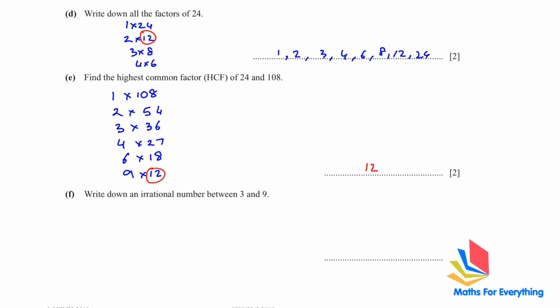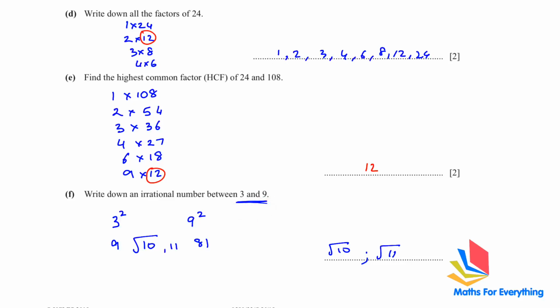Write down an irrational number between 3 and 9. Whenever you have a question like this, square the numbers that are given to you. 3 squared and 9 squared, you will get 9 and 81. Choose any number between these except square numbers. So you can choose 10, you can choose 11, any number, and square root it. That is an irrational number. So square root 10 you can write, or square root 11. And if you notice, it is between 3 and 9.